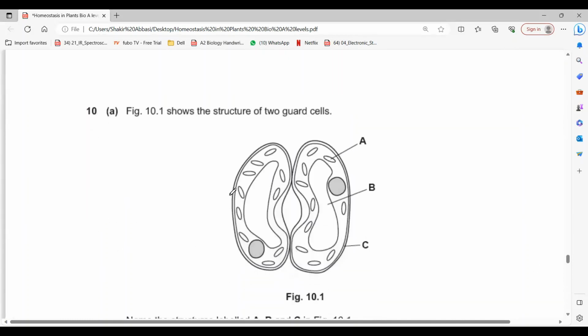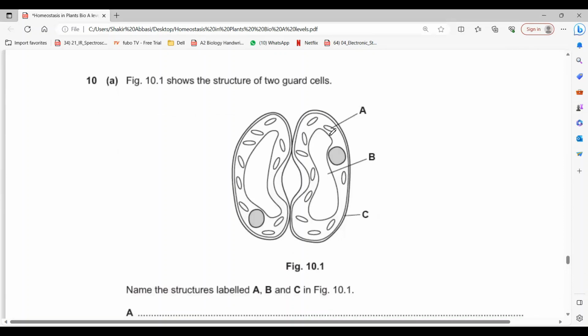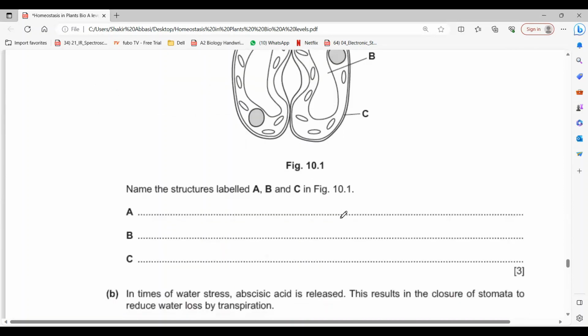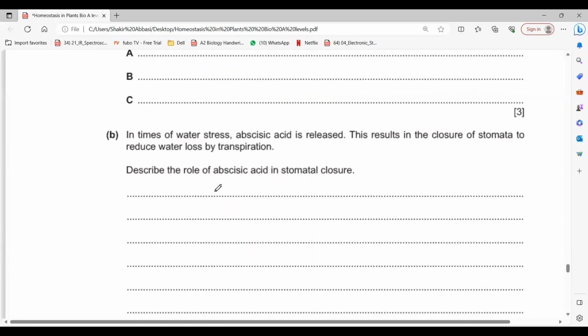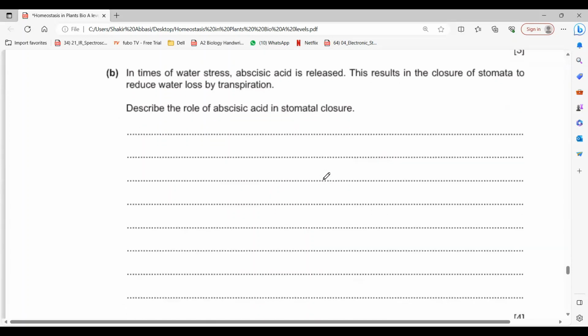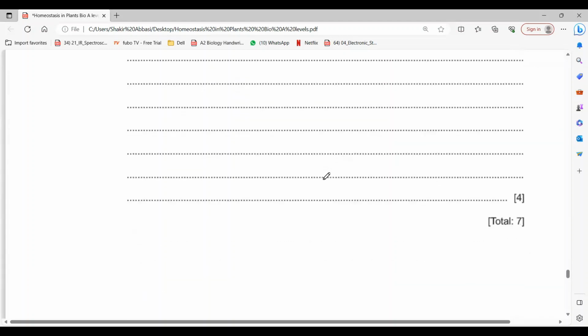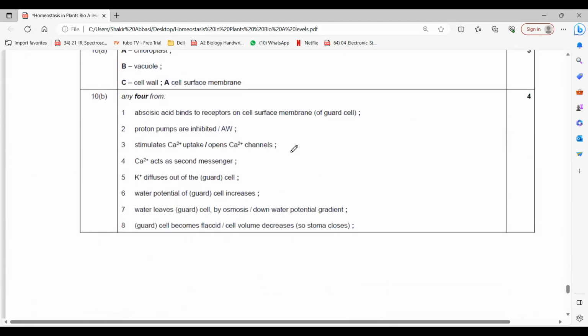Next question from March 2022 is A, B. A is chloroplast, obviously, B is vacuole, and C is the cell membrane. Role of abscisic acid. So, abscisic acid binds to its receptor, stops hydrogen ions going out, and rather calcium ions move in. Let's see what the marking tells us.